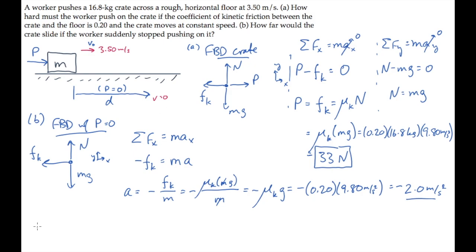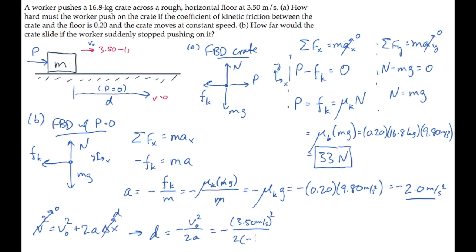Let's write the time-independent kinematic equation, where delta x, the displacement, is d, the final velocity is 0. And solve this equation for the distance that it moves, d. It's minus v naught squared over twice the acceleration. Substitute the values and calculate to see that the crate moves 3.1 meters to the right before it stops.